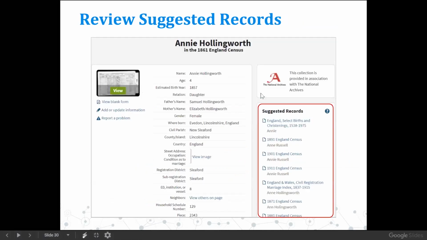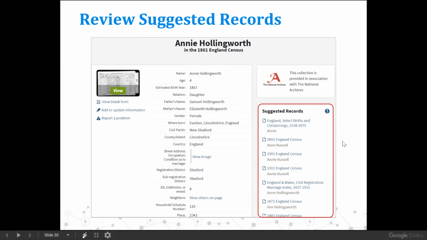So now that we're very confident that this 1861 census is for our Annie, let's take a look at these suggested records. So when you look at the suggested records for Ancestry, there's a couple of caveats that I wanted to make. You remember before we looked at the record hints in Family Tree on the person page, which essentially is the same thing. Basically, the system is searching for records that are probably about this person.